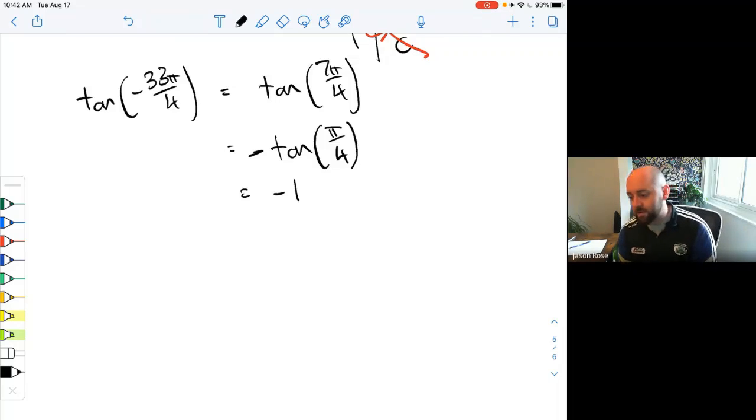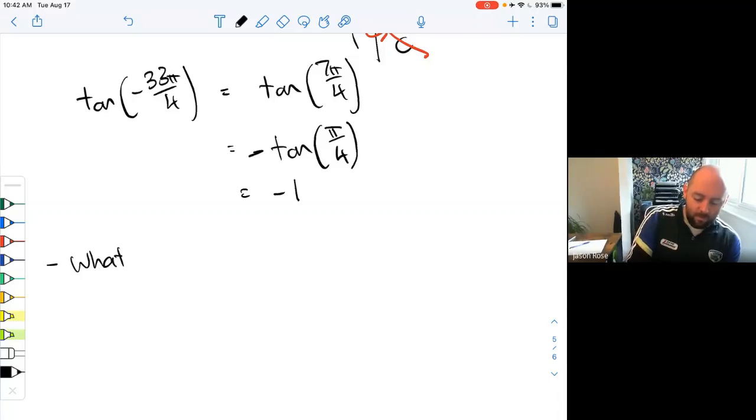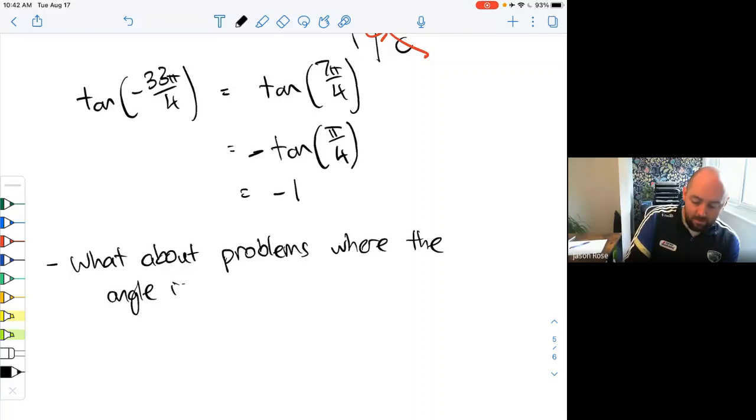Okay, that pretty much covers our sine, cosine, and tan of those angles. Moving on then to a different style of problem, but not too far away. The next thing I'm going to ask you to think about is, what about problems where the angle is unknown?